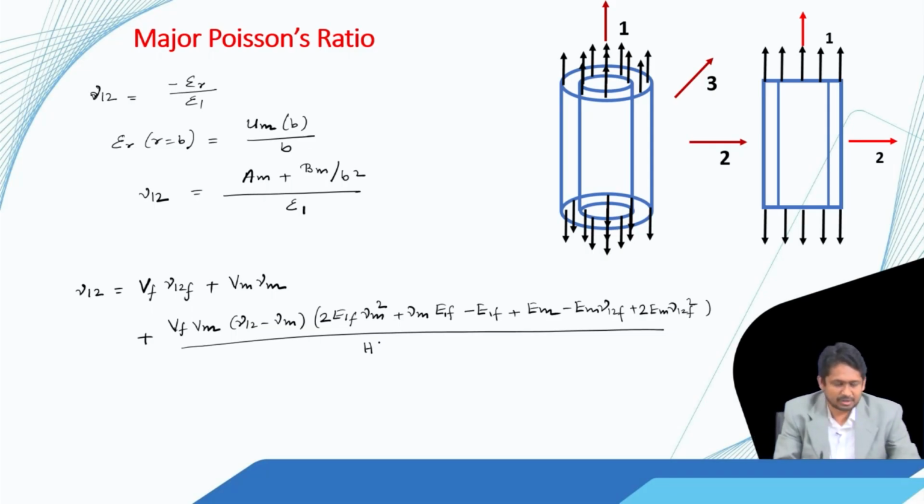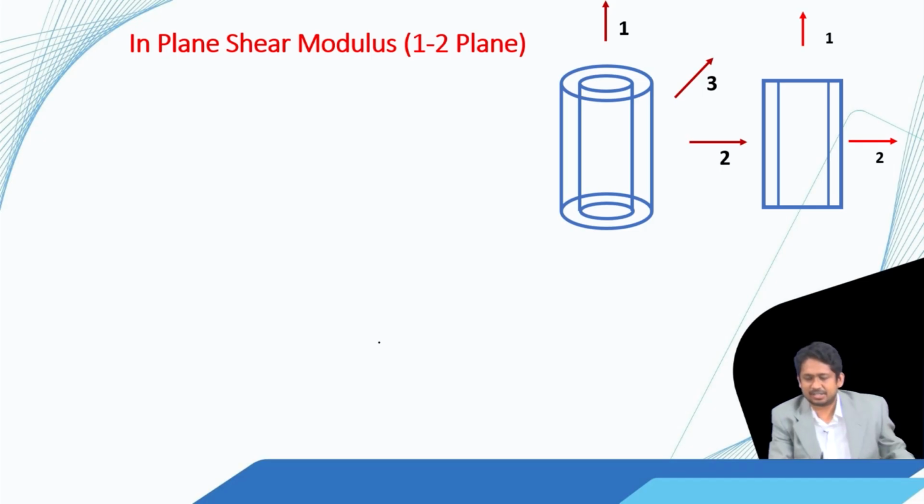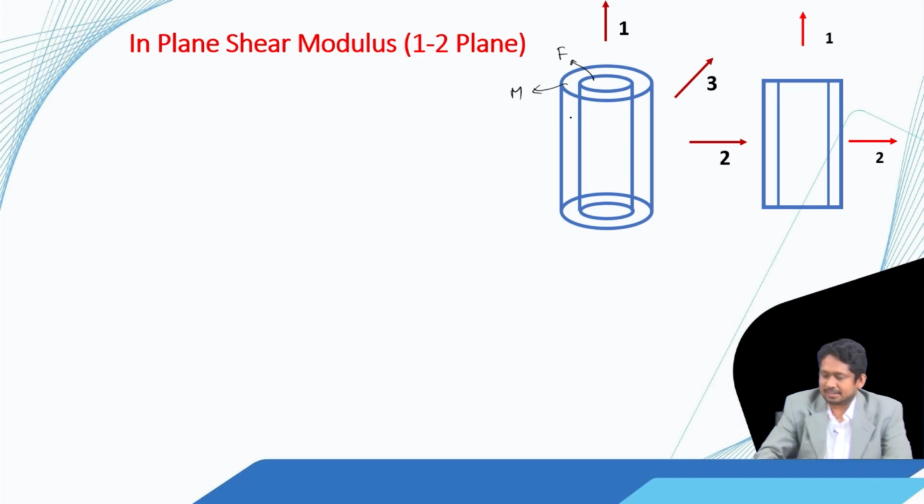Now, with that we will move on to the in plane shear modulus. So, for finding out the in plane shear modulus, again we take these two concentric circles. We have fiber at the center and matrix at the outside. The diameter of the fiber part is 2a and the diameter of the matrix part, I mean the entire thing, is 2b, and then we load it with a shear strain. So, we assume that it is subjected to a shear strain.